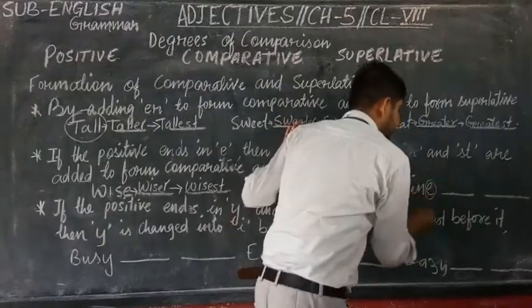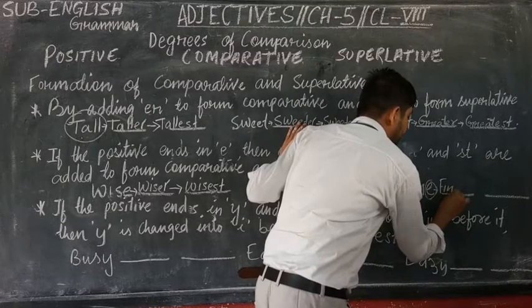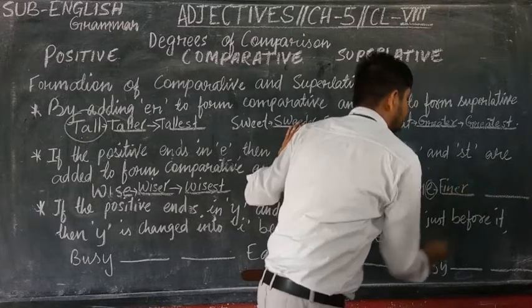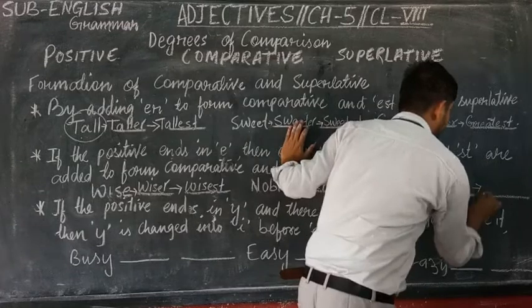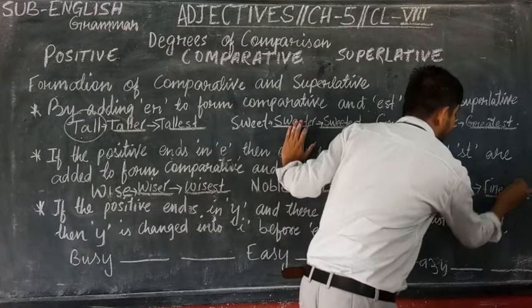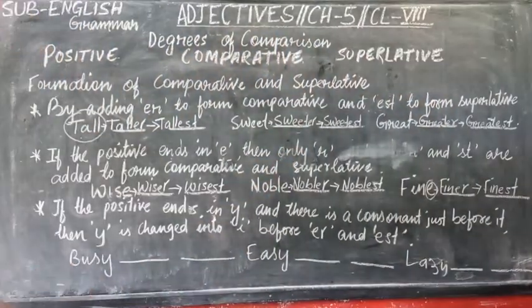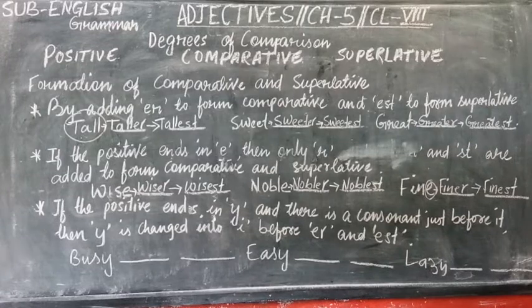Same here, the last letter is E. So to make the comparative we will add R: finer. And to make the superlative we will add ST: finest. Fine, finer, finest. This is the second point.